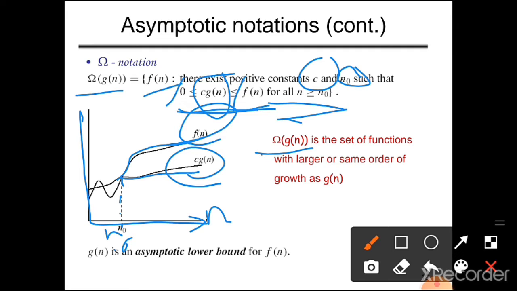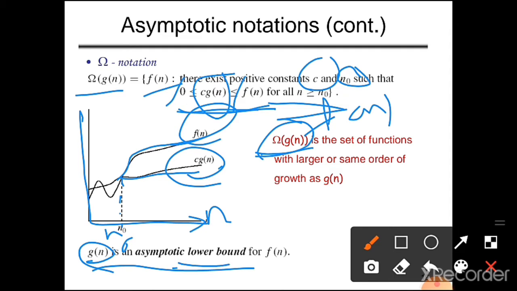So here f of n is a function, not theta. f of n is in the set of functions with the larger or same order of growth as g of n. So g of n is an asymptotic lower bound for f of n. It is a lower bound for f of n.